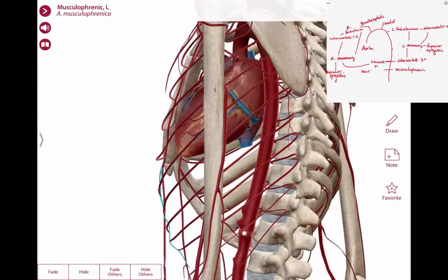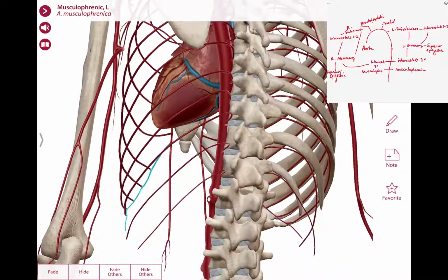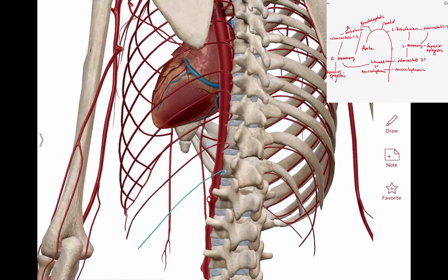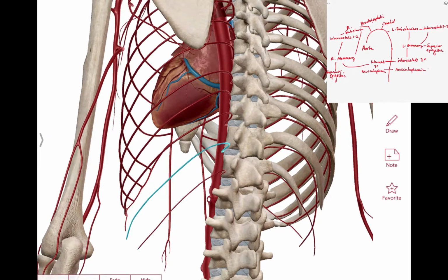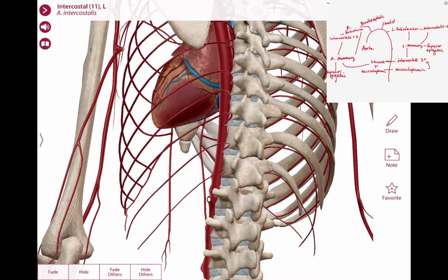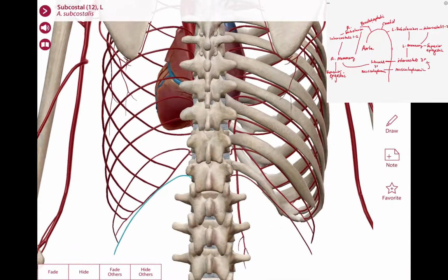When we turn this guy around, we've got one more set that we've not talked about yet, and that's these guys here. These are the subcostals, and the subcostals serve the muscles that are lower than the ribs. And they also serve those muscles along that part of the vertebrae and even supply some blood to the vertebrae themselves.